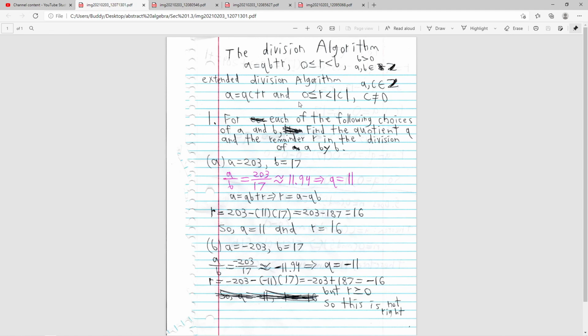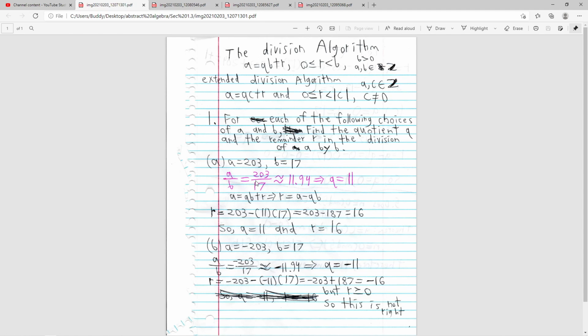Besides that, they're all integers here, and this is basically division with remainders, essentially. It's pretty much what it is, especially the first problem. So for each of the following choices of a and b, find the quotient q and the remainder r in the division of a by b.